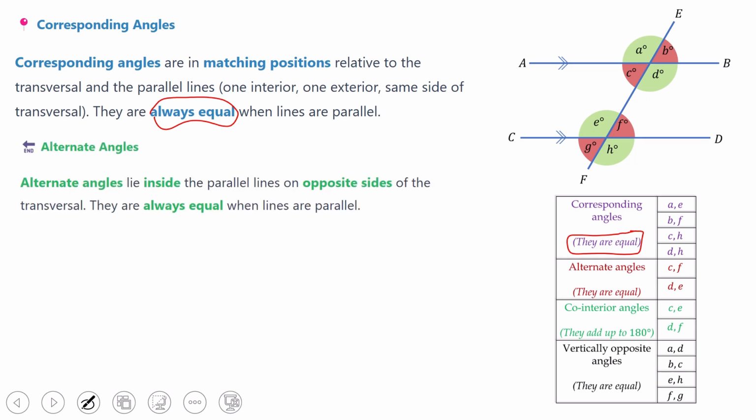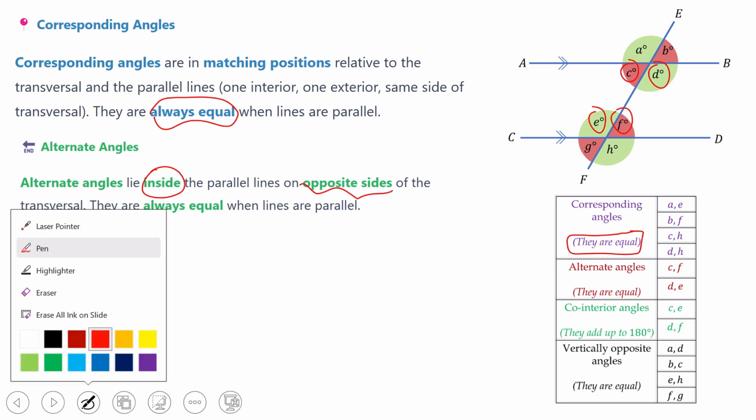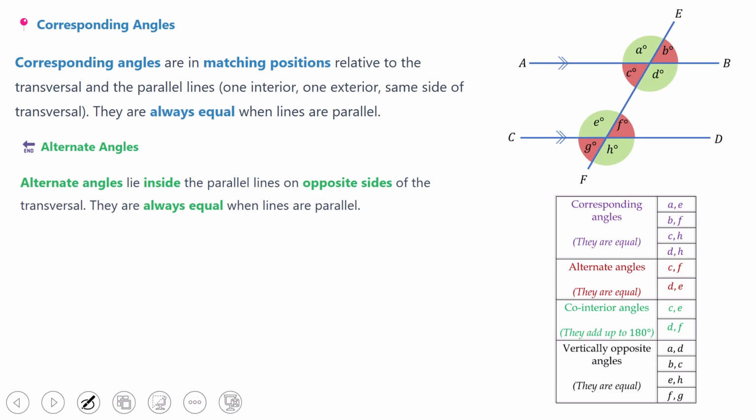Then the alternate angles. Now when we talk of alternate angles, alternate angles lie inside the parallel lines on opposite sides of the transversal. So these are the angles that are inside of the parallel lines and they are on opposite sides of the transversal line. In this case, the alternate angles we are going to have will be C and F. And the easiest way to spot alternate angles is when you draw the Z shape.